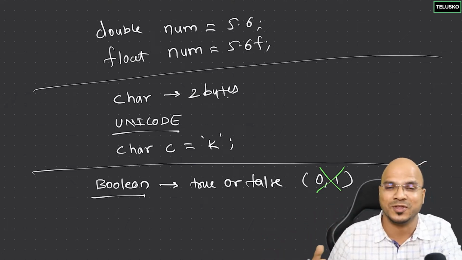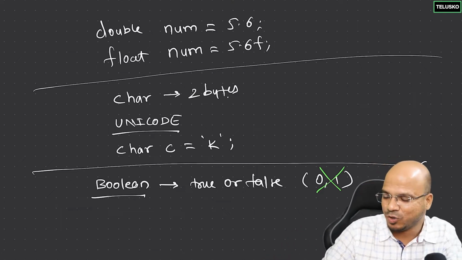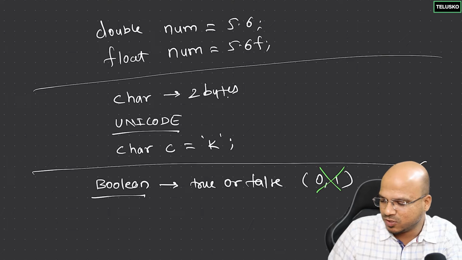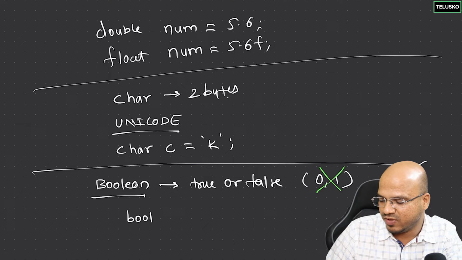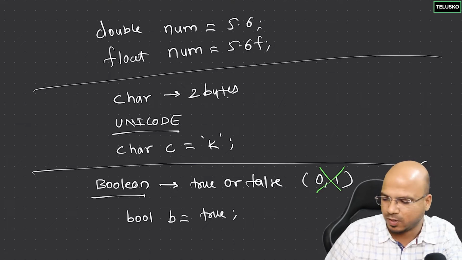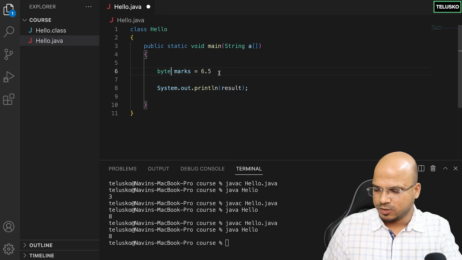I mean, think about computers. When you say computer can think, it's because of this true or false. Okay. And how do we define a Boolean variable? So it's very simple. You use a keyword called bool, and then you mention a variable name, let's say b is equal to, you either assign true or false. Okay, you don't have to put a single quote or double quote because they are itself keywords. So these are the options we have.